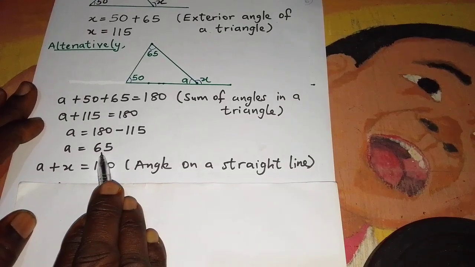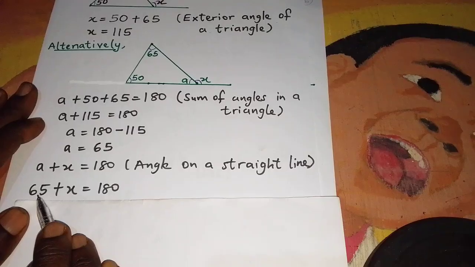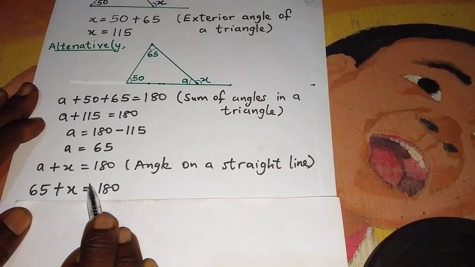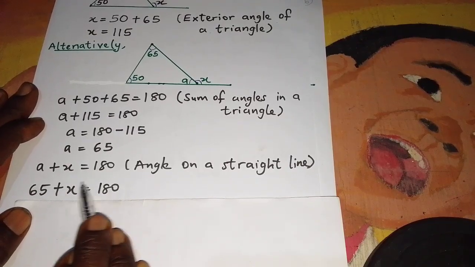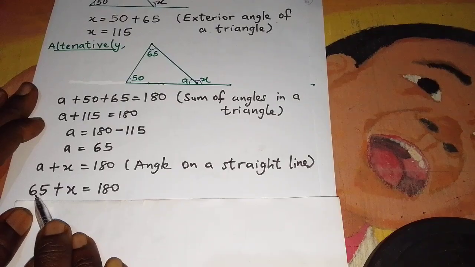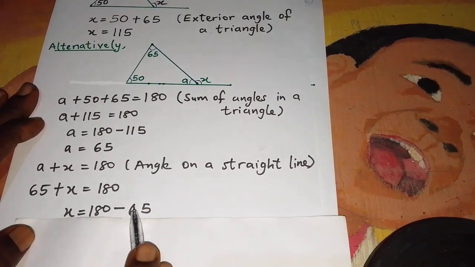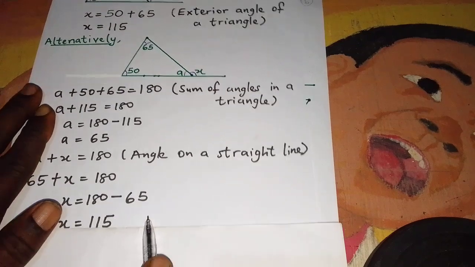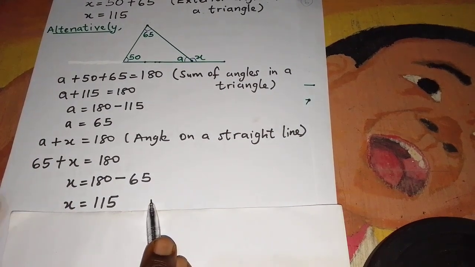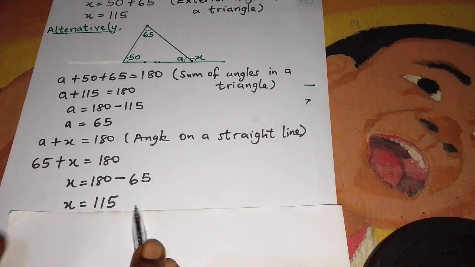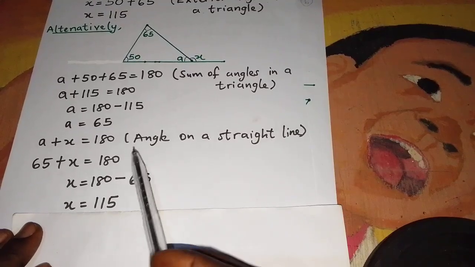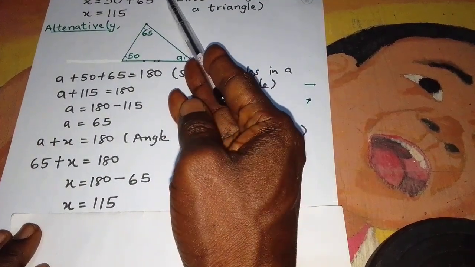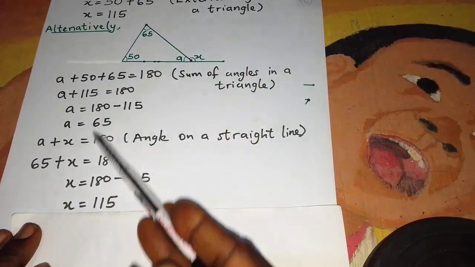You've been able to calculate A earlier to be 65. You substitute A, so 65 plus 6x should be equal to 180 degrees. So to get there, bring this 65 to this other side, it will turn to a minus 65. 180 minus 65 will give you 115 degrees.